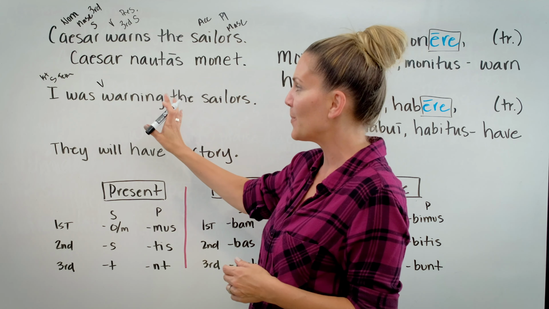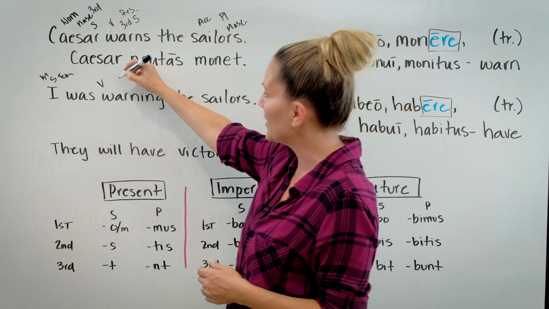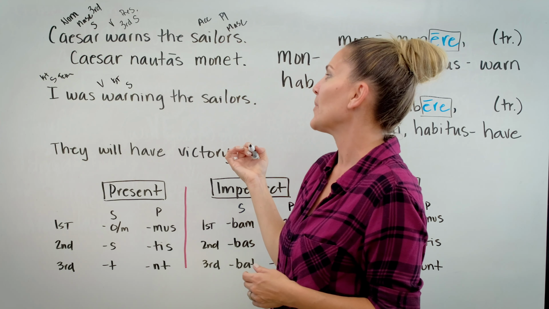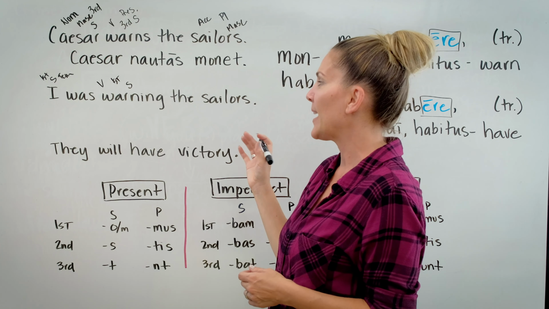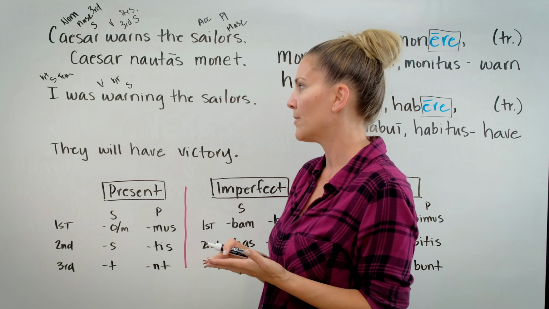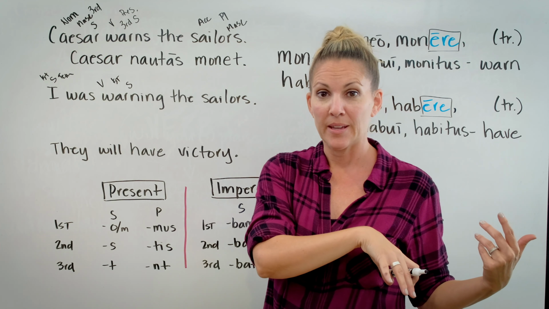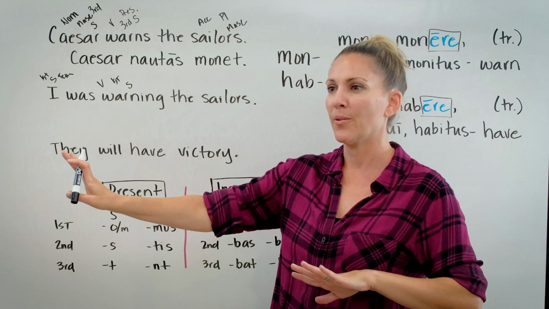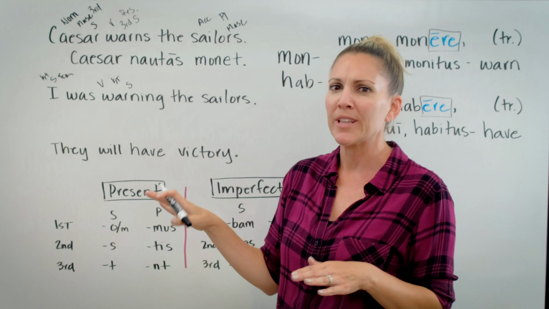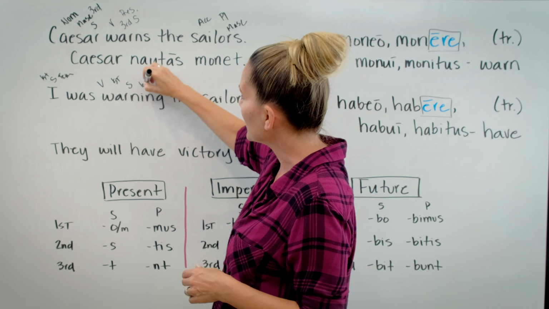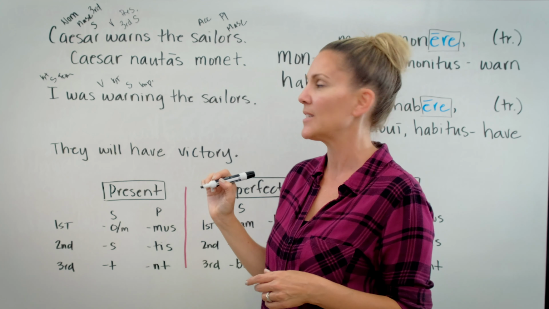I have to match my verb to my subject in number and person. So I'm going to use first person singular personal endings here. And then I'm going to ask myself, is this present tense, is it imperfect, or is it future? Well, I was doing something. So I was doing this in the past, and it has this kind of feeling of an ongoing action. I was warning the sailors, and maybe I'm still warning them today. So this is the imperfect tense. So I will use imperfect endings there.